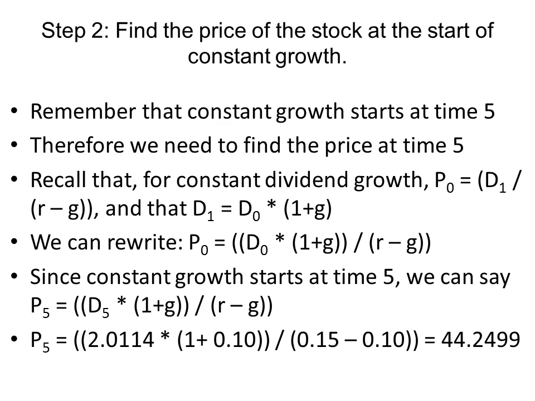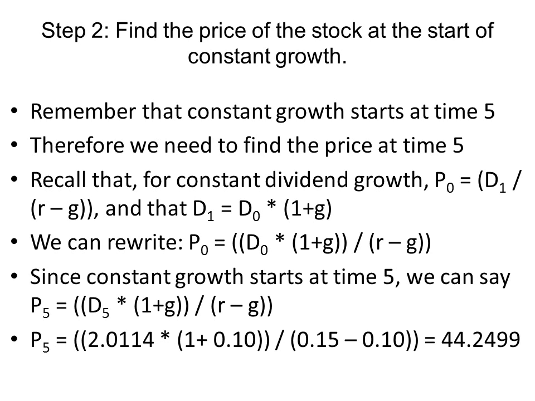Okay, step 2 is to find the price of the stock at the start of constant growth. Remember that constant growth starts at time 5. Therefore, we need to find the price at time 5. Now that constant dividend growth equation we used earlier gave us P0 based on a dividend at time 1. Similarly, we can say that P5 is equal to D6 divided by R minus G. Now, we can rewrite P0 as D0 times 1 plus G divided by R minus G, because D1 is just D0 times 1 plus G. Similarly, we could say that P5 is equal to D5 times 1 plus G divided by R minus G, because after all, D6 is just D5 times 1 plus G.